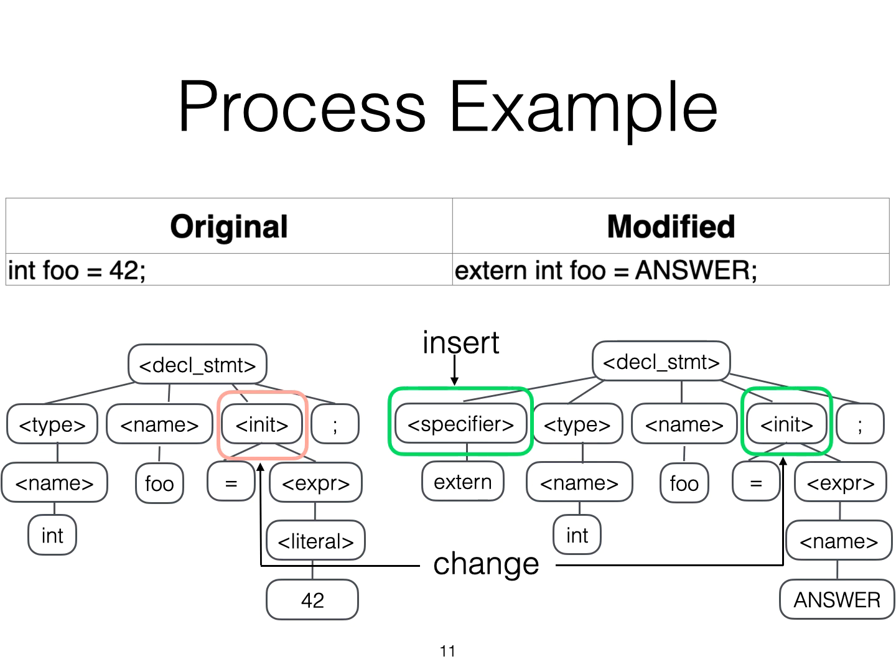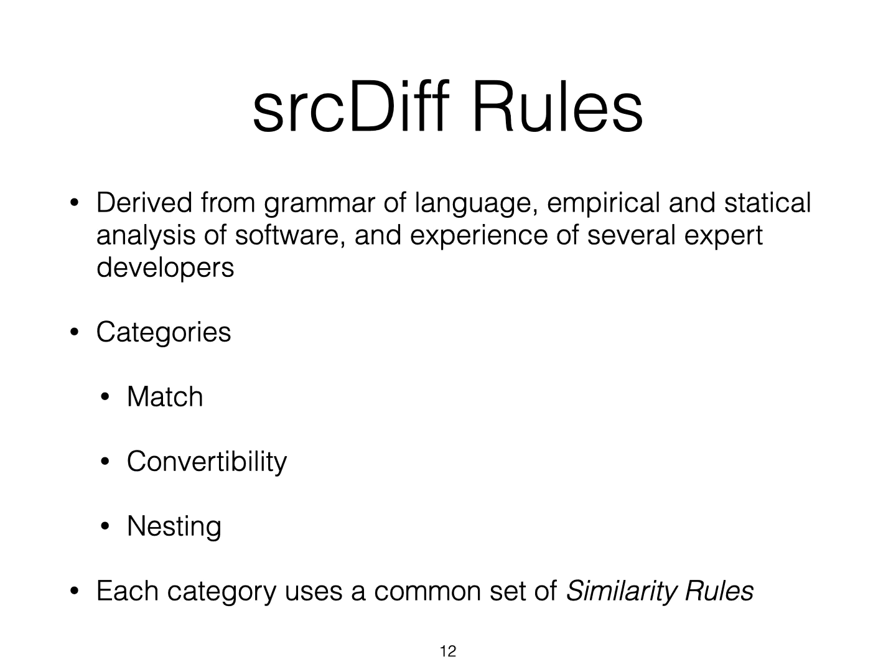Is the inserted node a newer version of the deleted? Is one a child of the other? Or is the original completely deleted and the modified completely inserted? Once again, this is where our rules are applied. These rules are derived from the grammar of the language, empirical and statistical analysis of software, as well as the experience of expert developers. There are three main types.